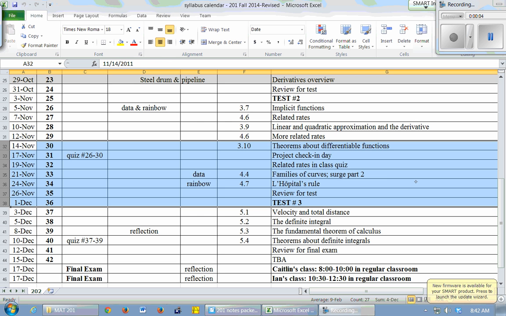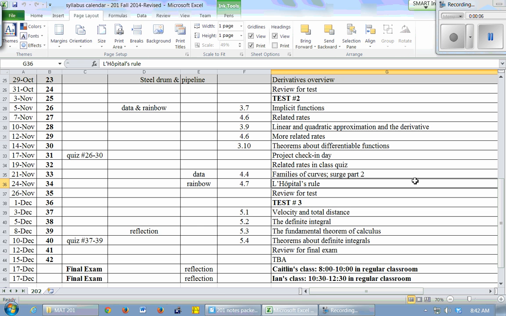Okay, so today we're going to talk about theorems about differentiable functions. What happened?